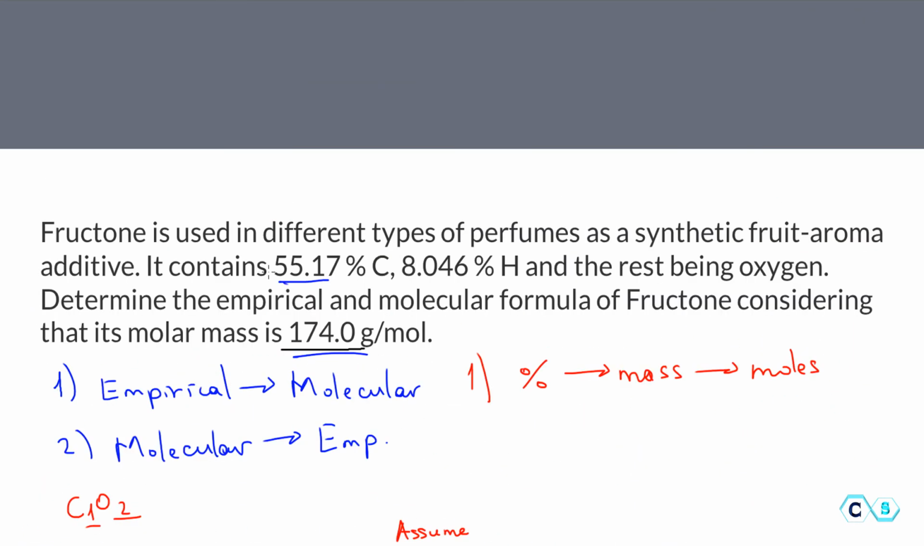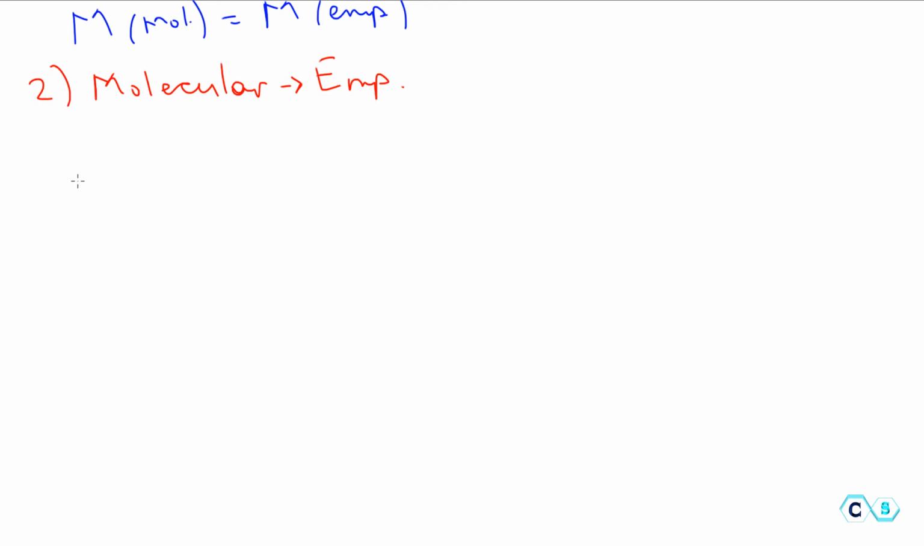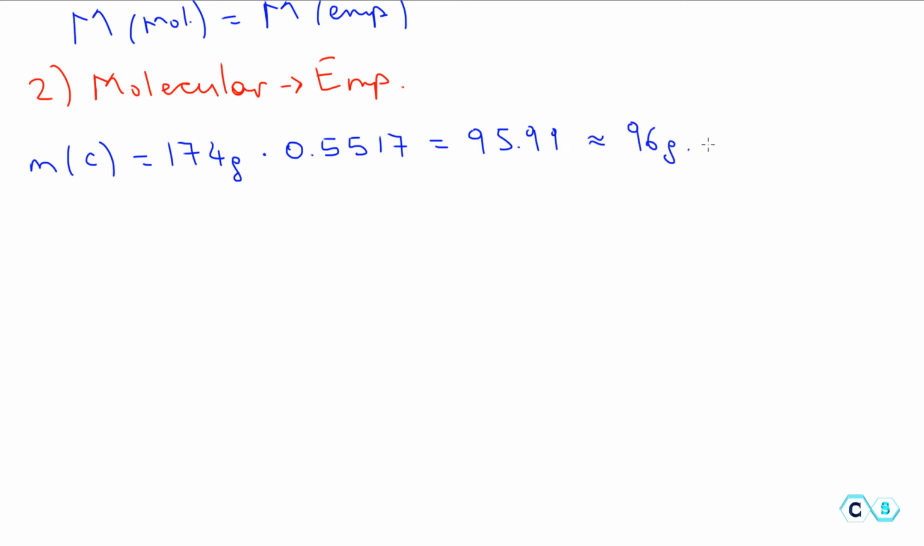So 55% of carbon, this means that if I want to find the mass of the carbon, it's right down here, so mass of the carbon will be equal to 174 grams, the molar mass, times 0.5517, this is the percentage of the carbon, which will give us 95.99, rounded off to about 96 grams of carbon.